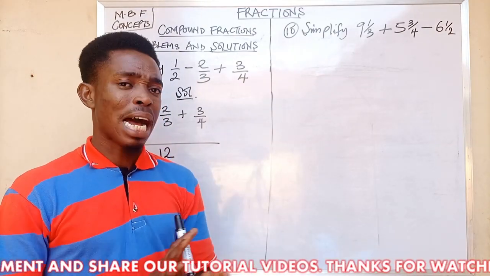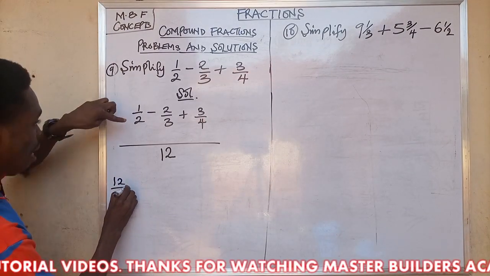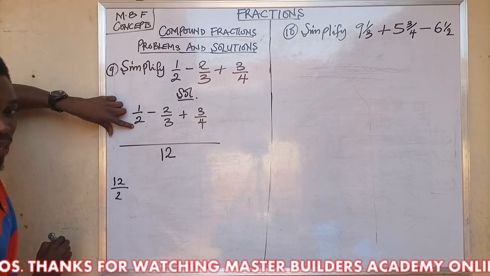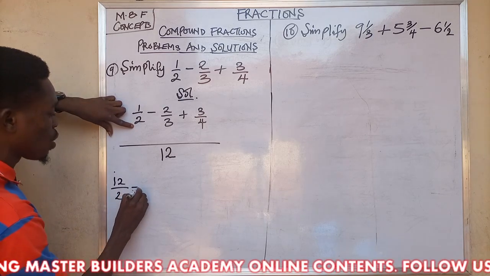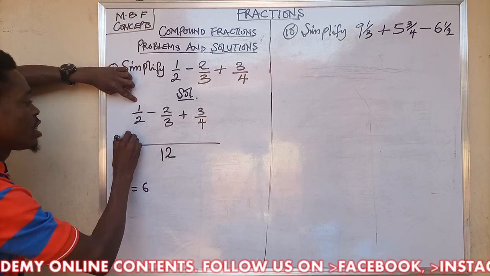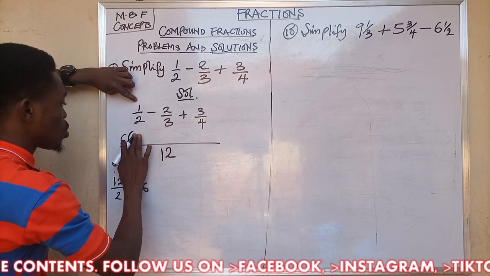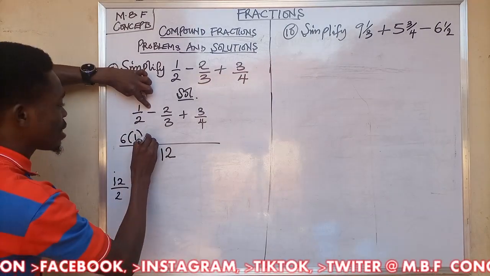It's as simple as ABC. What you do is to put down the new denominator, divided by what? The first denominator. And the first denominator here happens to be 2. So 12 divided by 2 gives us 6. So put down this 6 to multiply the numerator of that denominator 2. So we are going to have 6 times the numerator. Are you there? Then the sign next is what?